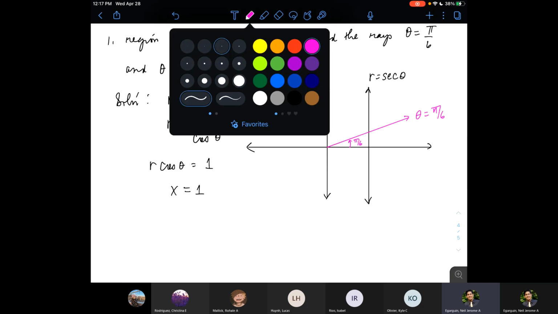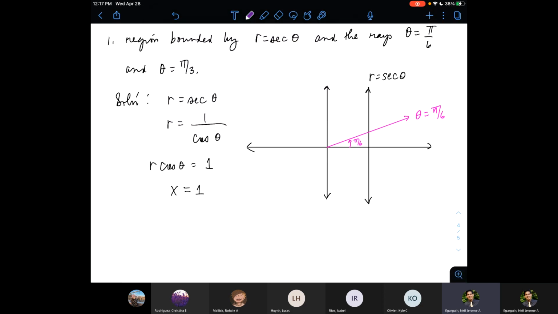And then the other one is theta equals pi over 3. Theta equals pi over 3 could be somewhere like this. So this is theta equals pi over 3, assuming that this is pi over 3 units. All right. And so our shaded region will be this triangular portion here. All right. That's my shaded region. Okay. Now the area, again, I'm doing it in polar coordinates.